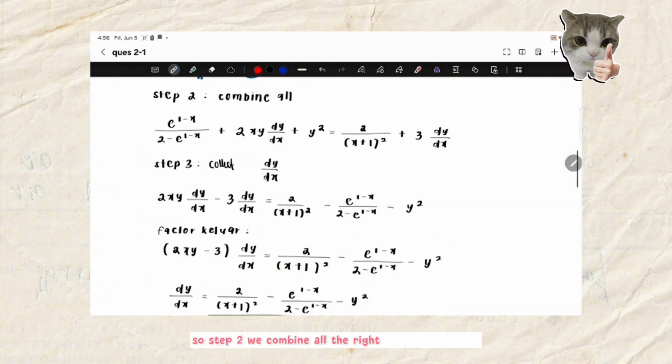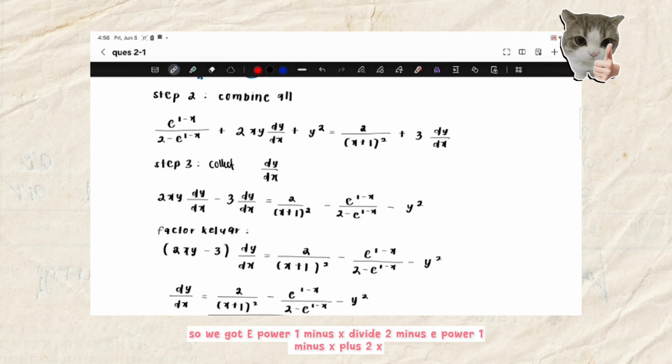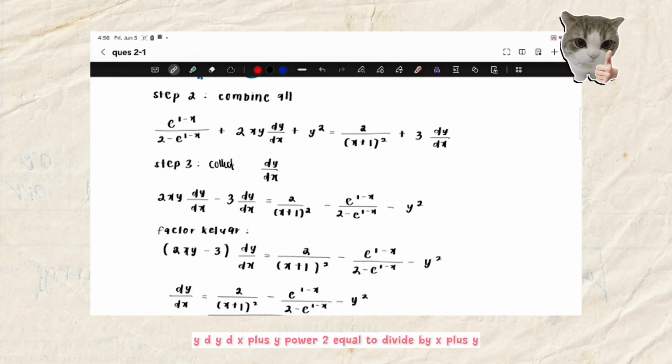So step 2, we combine all the right side and left side. So we got e to the power of 1 minus x divided by 2 minus e to the power of 1 minus x plus 2xy dy/dx plus y to the power of 2 equals 2 divided by (x plus 1) to the power of 2 plus 3 dy/dx.